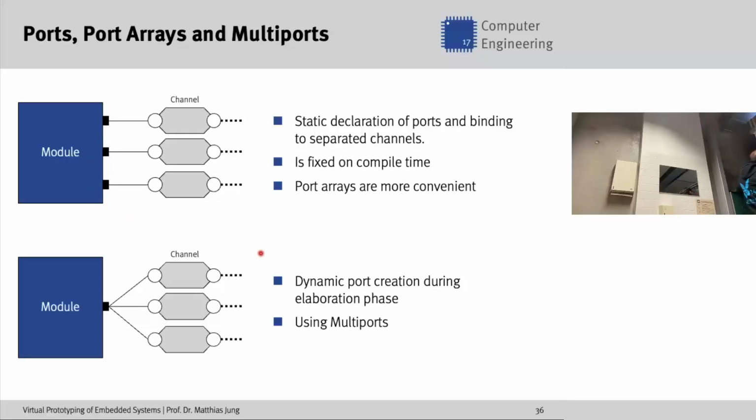Another thing you could do is use so-called multi-ports. Then it's actually only one output port, but you can connect several channels. This is sometimes helpful because it's dynamic. At runtime, you could ask the user how many channels they want to connect, and then you put in 3, and your simulation is created with 3 instances of channels. If you use port arrays, or a fixed amount of ports, then it's static, so you cannot change that during runtime; it's fixed at compile time.